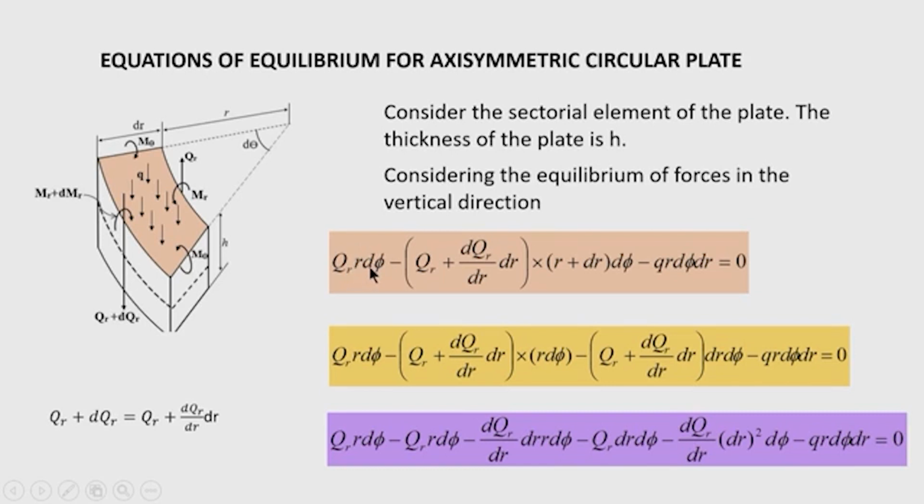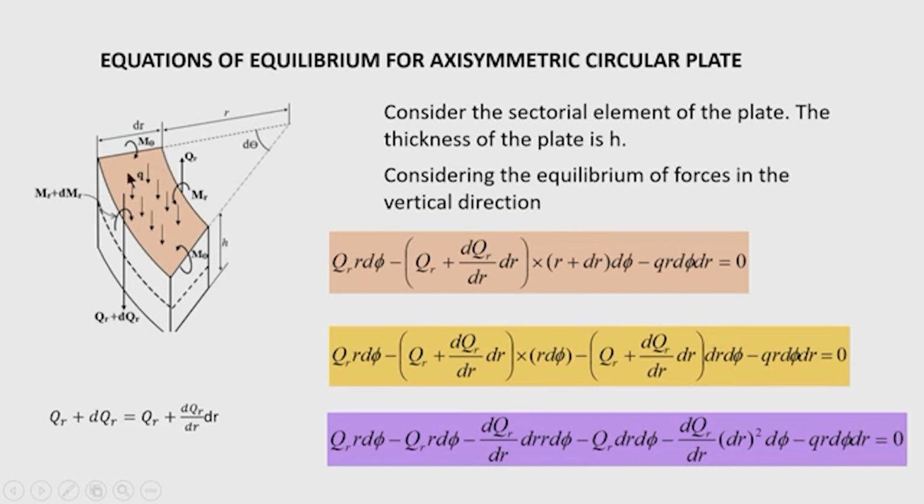So, q_r r dθ is the force along this edge, the vertical force. On the other edge, this is (q_r + ∂q_r/∂r dr) into (r + dr) dφ. Okay. So, this edge length is increased because this radial distance is r + dr. So, the length is (r + dr) dφ. Okay. So, you can note this.